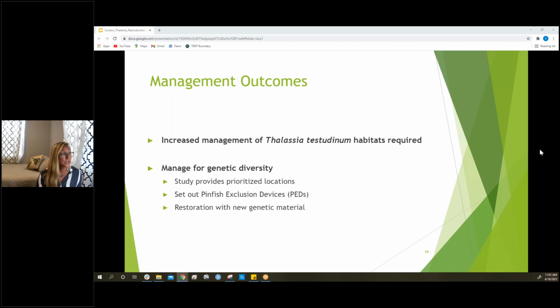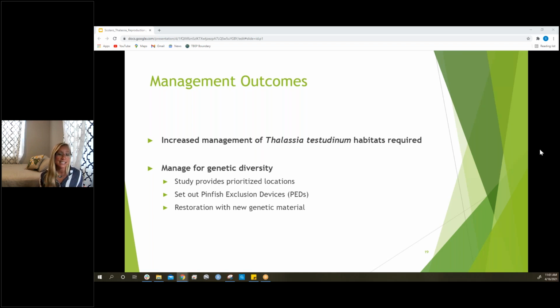The study proposes locations where sexual reproduction is already being successful to enhance that success and increase the amount of new genetic material. We could set out pinfish exclusion devices and then possibly use those seedlings to restore crop scars or other priority locations in the bay.